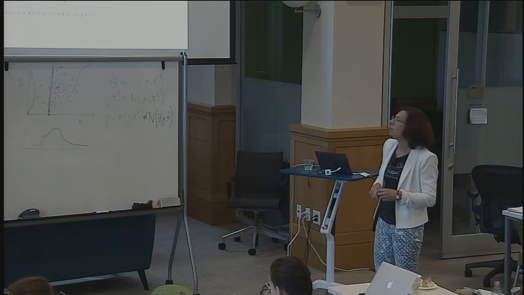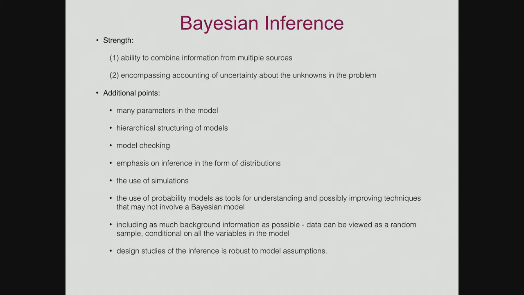The use of simulations we know. So we have all the MCMC and let's simulate, right? Use of probability models as tools for understanding and possibly improving our techniques. And this may not really involve Bayesian models. It can involve other things. So include as much information as possible, and then you look at the data as the random sample. You can take the data and include it in your analysis because that's the random sample from your posterior. So it's part of this analysis.